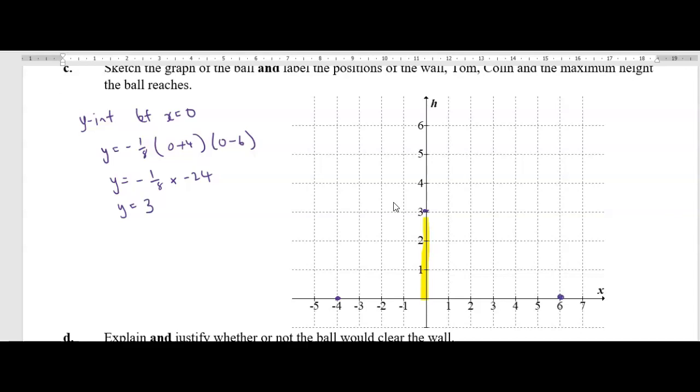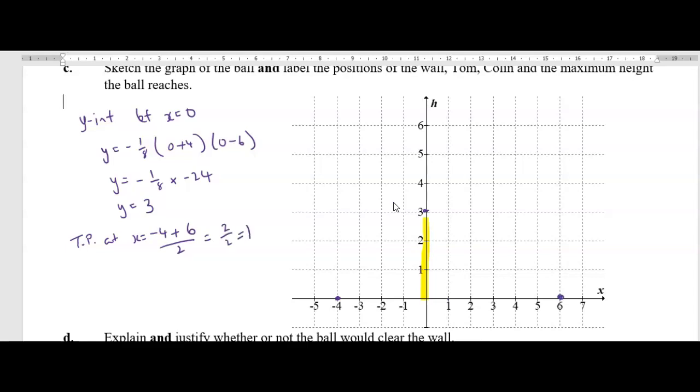Now your turning point is halfway between your x values. So sometimes you can actually read it straight off there. I can see it's going to be 1, but if you can't see it, we can say, well, it's at x equals the halfway point. You just need to add your two x-intercepts together and divide it by 2. So -4 plus 6 is 2, so 2 over 2 gives you 1.